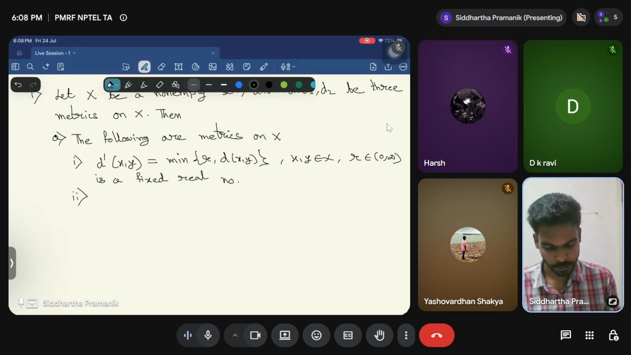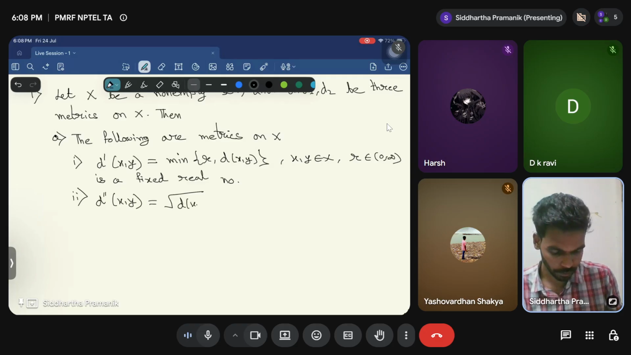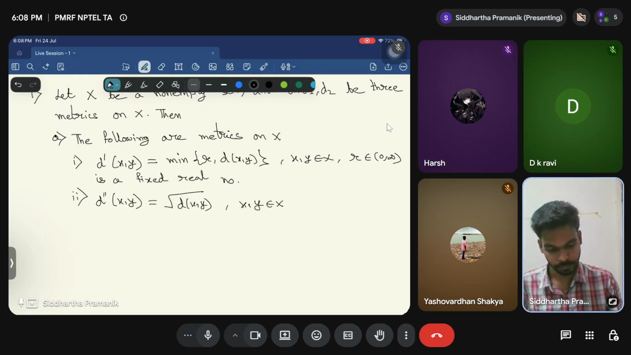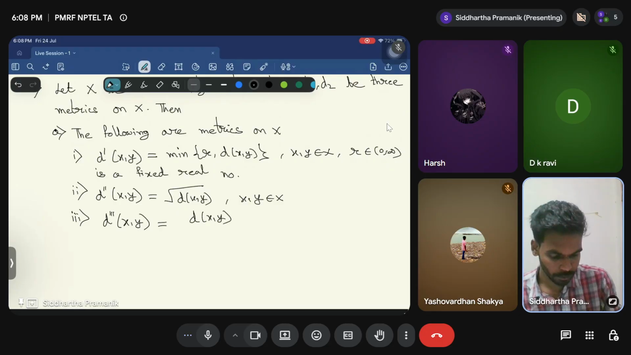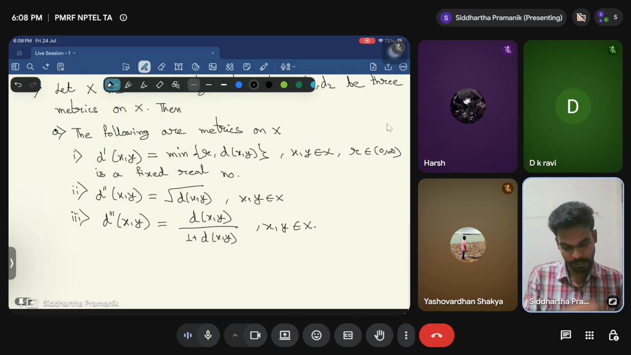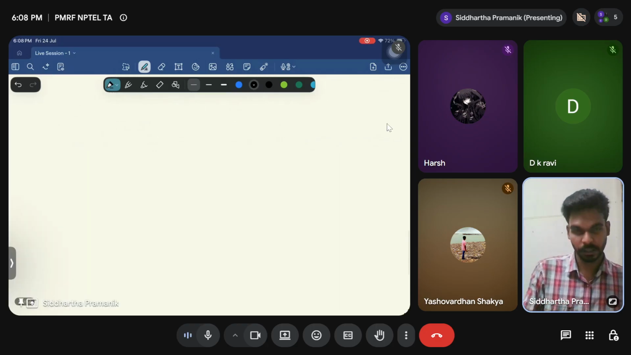The second one is, let us define d double prime of x y as square root of d of x y, where x y belongs to X. So this will also be a metric on X. And the third one is, let's say d triple prime of x y, defined as d of x y divided by 1 plus d of x y, where x and y belong to X. All these things, in most cases you might have known, but let's keep them in one place.